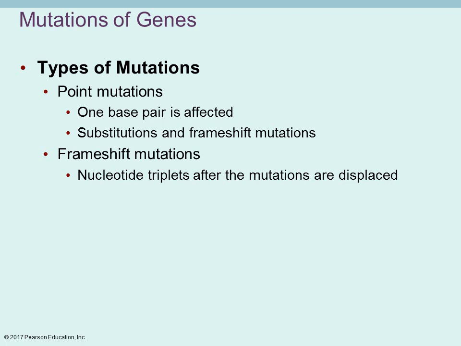Oftentimes it's when you have a substitution. Frameshift mutations are where you have either added an additional base, so you've inserted things, or you've deleted a base. Either way, a frameshift mutation is called that because whether you delete or insert, it's going to change everything from that point on till the end of the protein. It will change it so that ultimately it's going to affect the codon sequence.